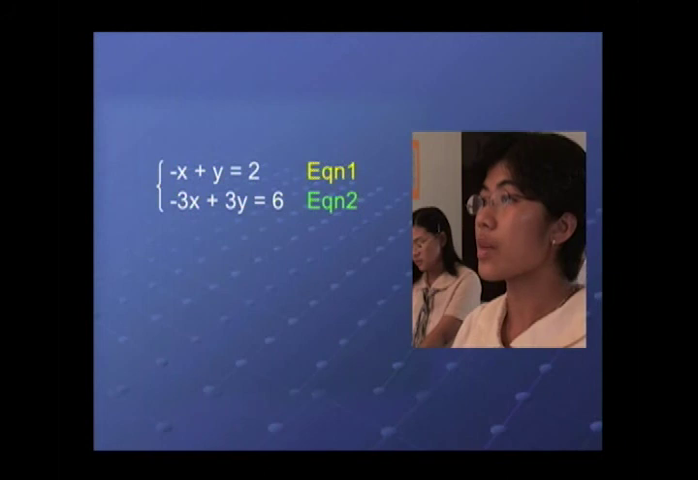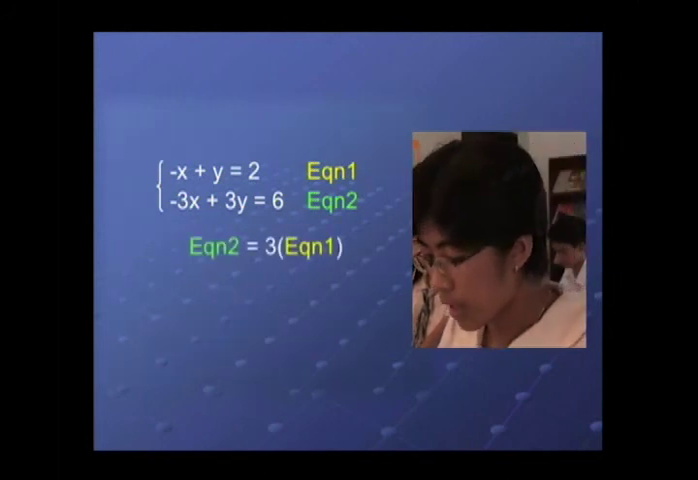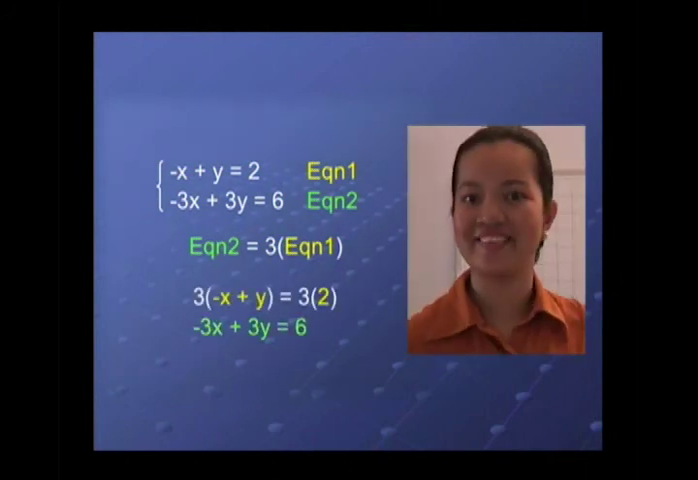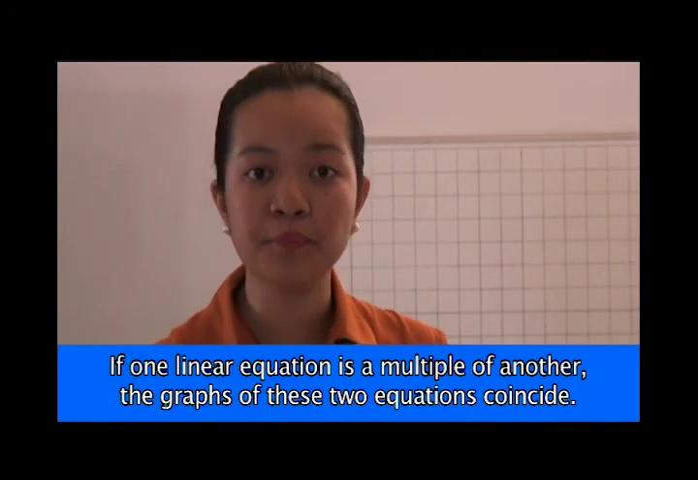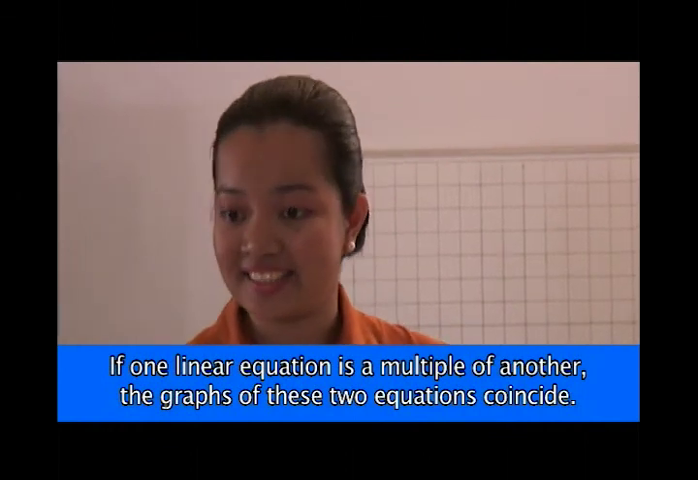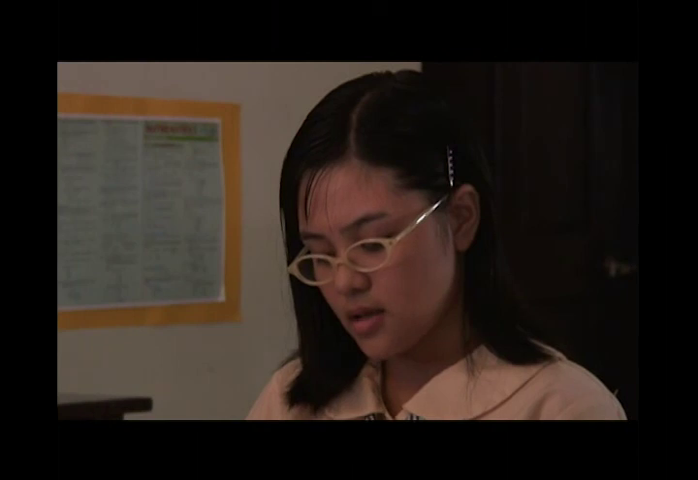Very good, class, but you missed something. What? Take a look at the equations of the lines which coincide. Oh, I see. One equation is a multiple of the other. Look, if you multiply equation 1 by 3, you end up with equation 2. That's correct. So, we can say that if one equation is a multiple of another, the graphs of these two equations coincide. So in this case, the system has an infinite number of solutions.